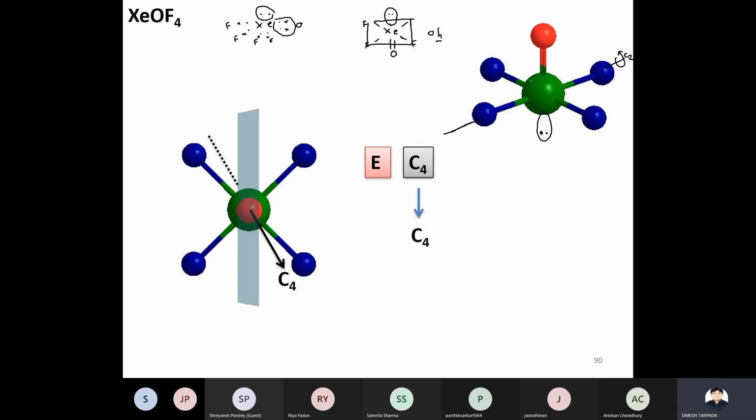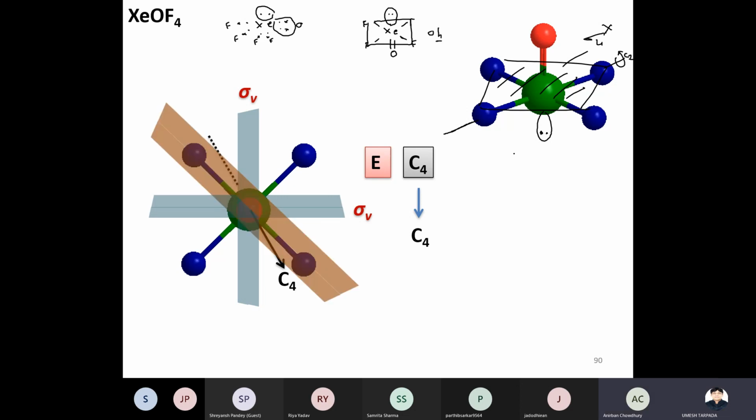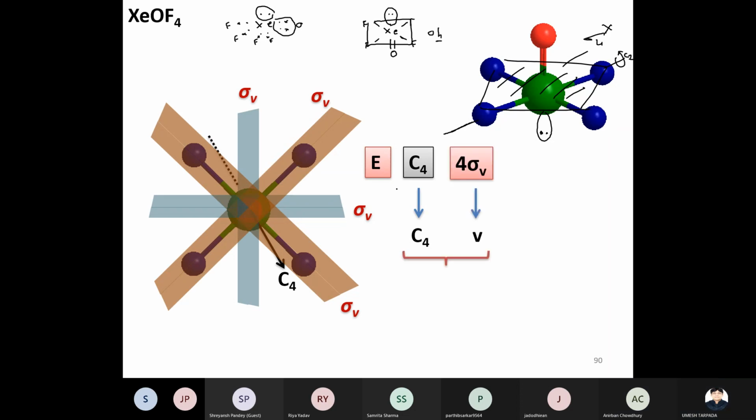Okay. Next, you check the sigma h. Can you have a plane which is perpendicular to the principal axis? Can you take a plane like this? No, sigma h is not there, because above the plane, yes, there is oxygen, but below it there is a lone pair, so there is no mirror image. But you can have a sigma v. 4 sigma v are there. See, this is 1, this is 2, this is 3, and 4. So 4 sigma v planes are there, and that's why it has point group C4v. Which point group is there? C4v.